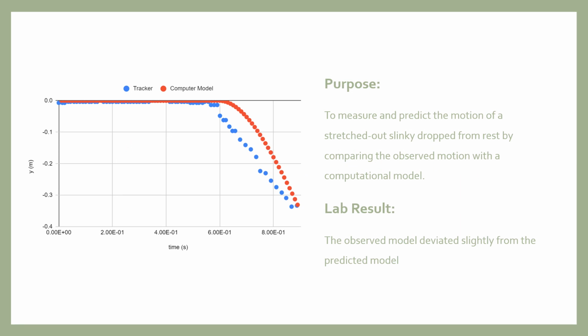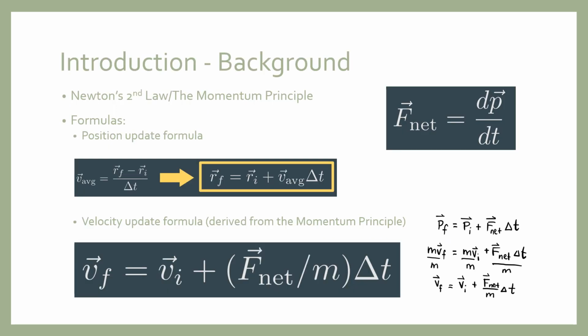The purpose of this lab was to measure and predict the motion of a stretched out slinky dropped from rest by comparing the observed motion with a computational model. The results for this lab are shown to the left, and as you can see, the observed model deviates slightly from the predicted model. Here are some background concepts before we get into the lab.